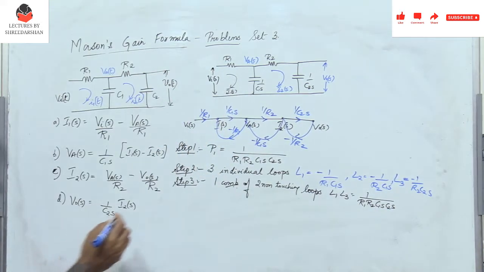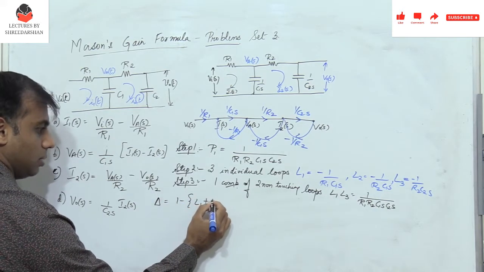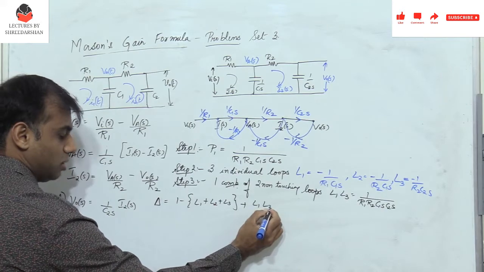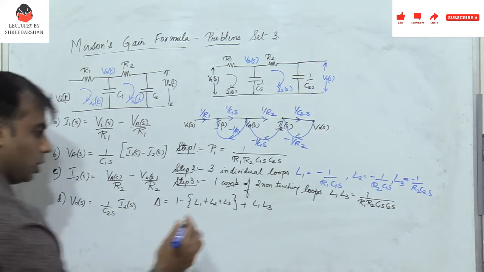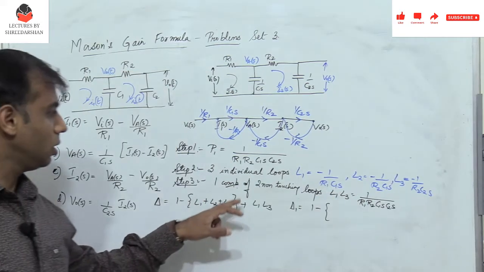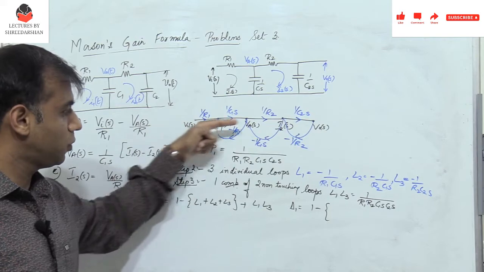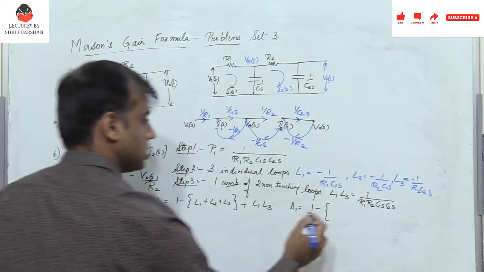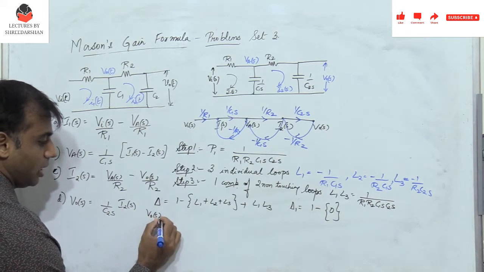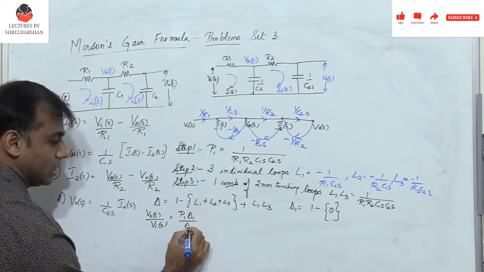Alright. So now what is delta? Delta is 1 minus (L1 plus L2 plus L3) plus L1 L3. Alright. And what is delta 1? Delta 1 is 1 minus. So you find that all the individual loops will definitely touch the nodes of the forward path. So it's going to be 1 minus 0. Very simple. So what is V naught of S by Vi of S? It is nothing but P1 delta 1 by delta.